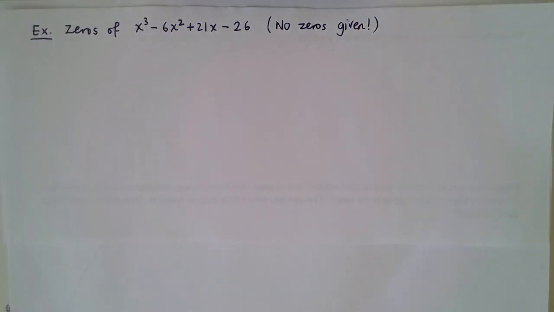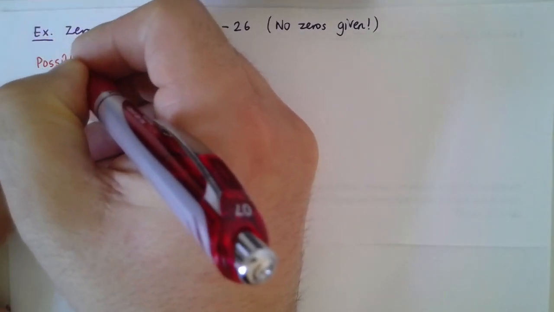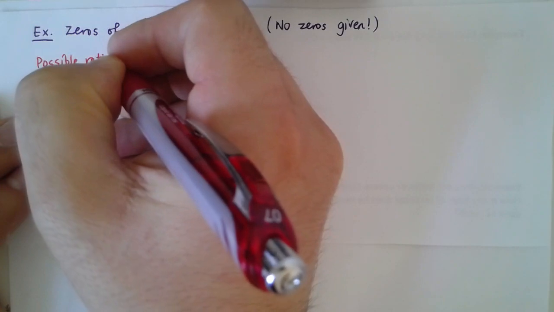So in this case, folks, what we're going to do is introduce a new concept. It's just possible zeros, possible rational zeros.